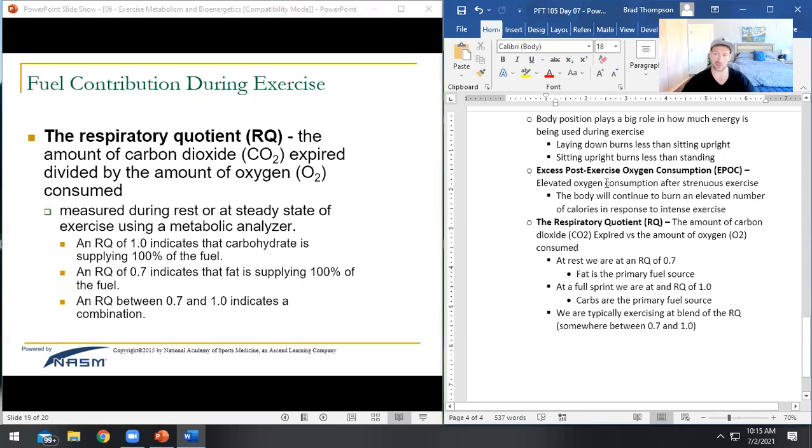So marathoners will have less EPOC than people who are doing HIIT sprint interval training. In fact, they've done studies that we're going to talk about at the end of this module, where they took two groups of people and had them burn the same number of calories. Let's say it's 500. So two groups of people both burned 500 calories every single day through exercise. And then they were all given the same diet as well.